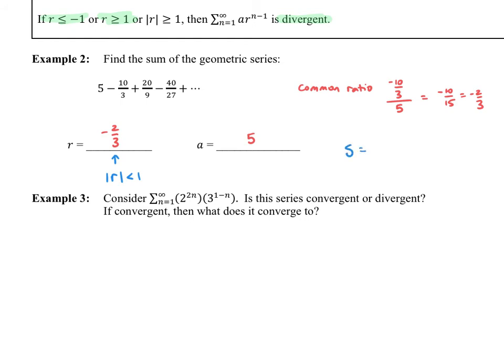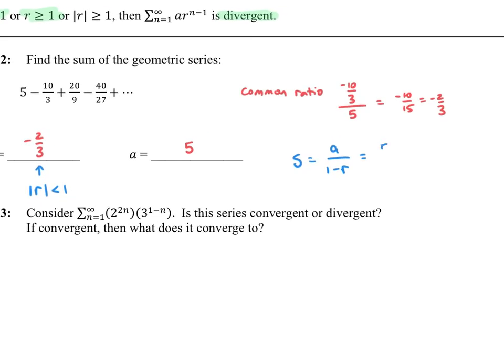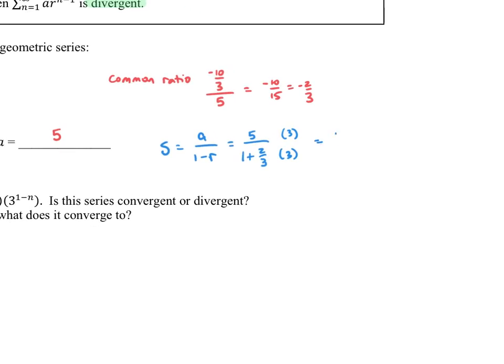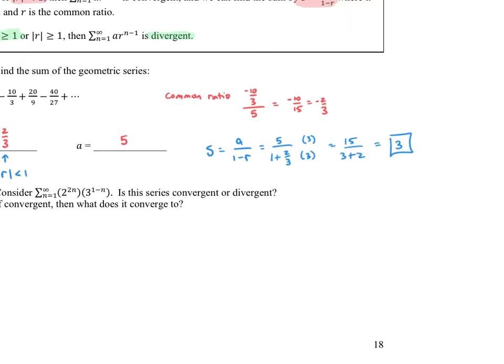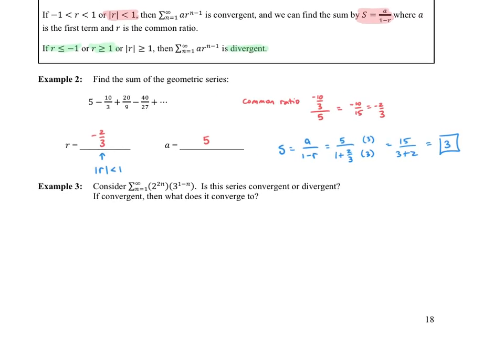The sum is going to be a divided by 1 minus r, which is going to be 5 divided by 1 minus a negative, so plus 2 thirds. A really fast way to calculate this is to multiply both top and bottom by 3 just to clear your fractions. So you get 15 over 3 plus 2, which is 15 over 5, which means that the sum of this particular series, as unbelievable as it is, if you were to add this up infinitely forever and ever, you would end up getting 3. So it's convergent to 3.